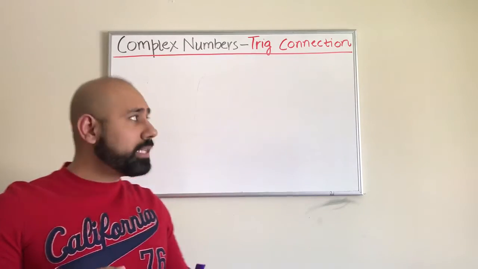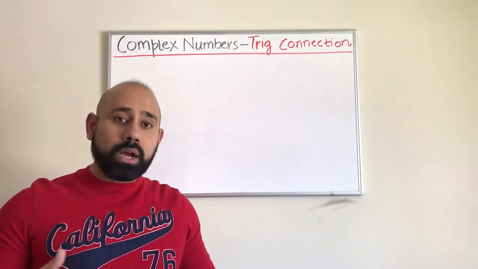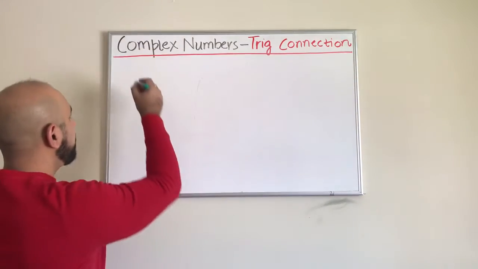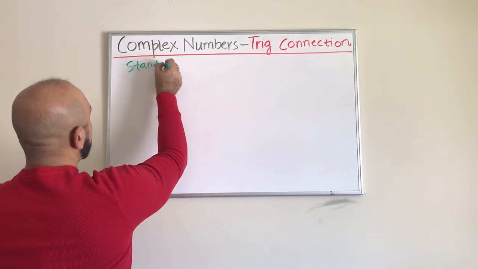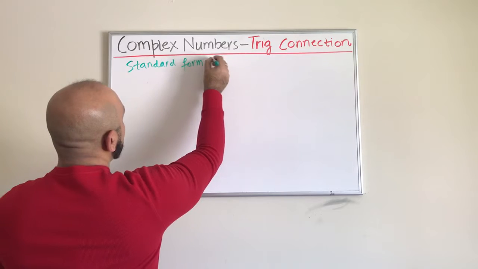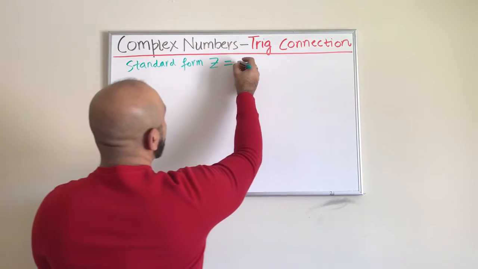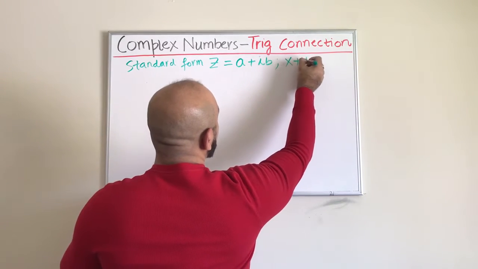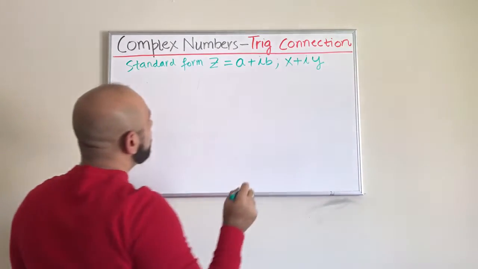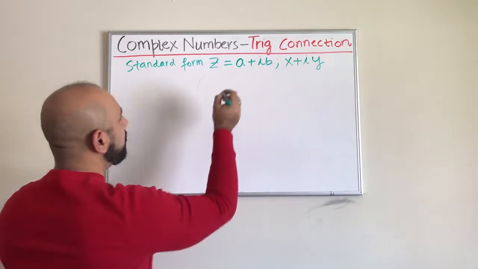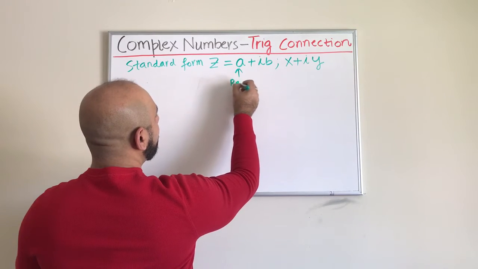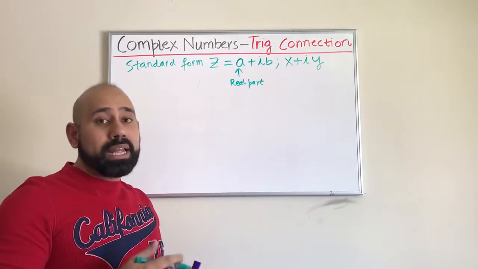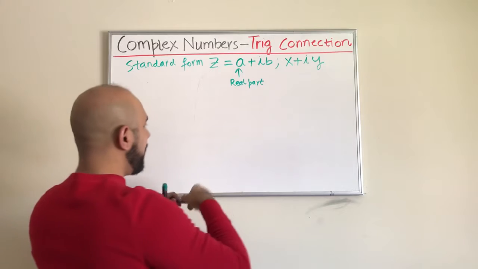So the very first basic concept about complex numbers is how they are represented or written out. The standard form of a complex number is represented by z, and it is usually written as a plus ib. Sometimes people also like to use x plus iy. What are the two important key things here that one has to keep in mind? Any complex number has two pieces: the real part, which is a, and the imaginary part, which is b.